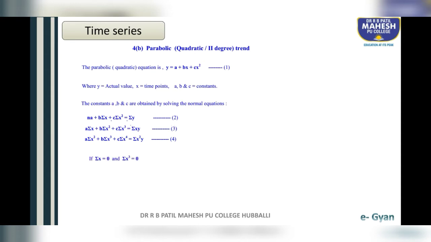The next step, students: here summation x is 0 and summation x cube is 0. So from equation 3, with summation x and summation x cube being 0, this becomes b summation x square is equal to summation xy. Therefore you take summation x square to the RHS, and it becomes b is equal to summation xy divided by summation x square. Students, using this formula you can find the value of b directly.